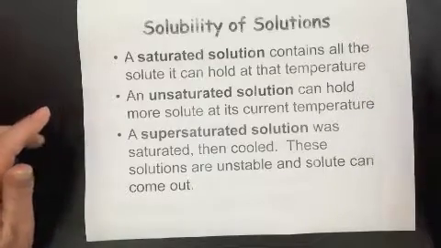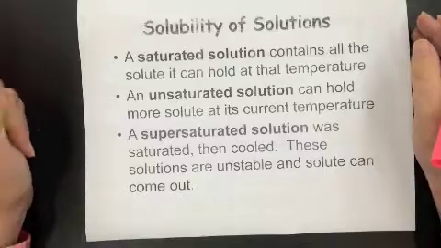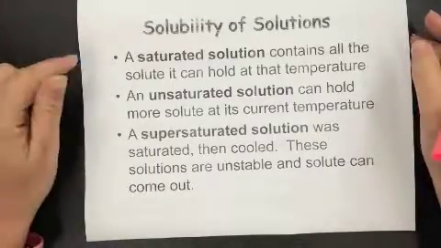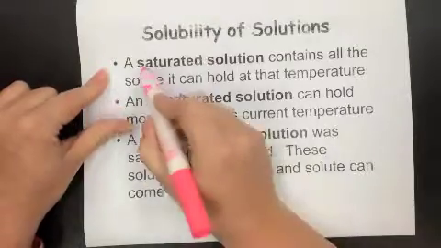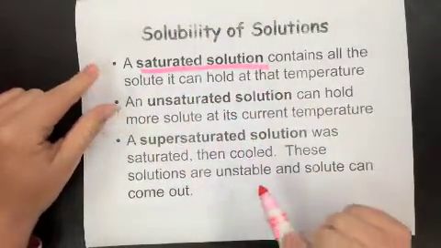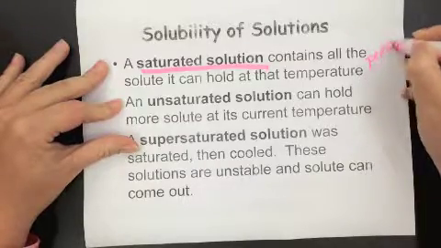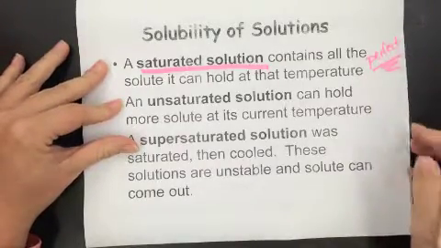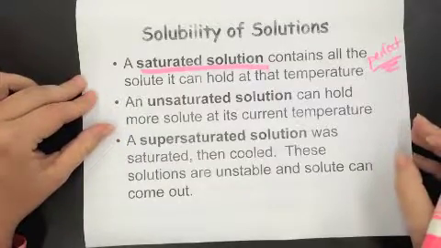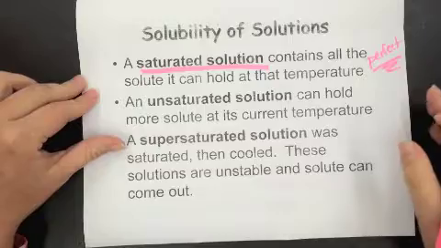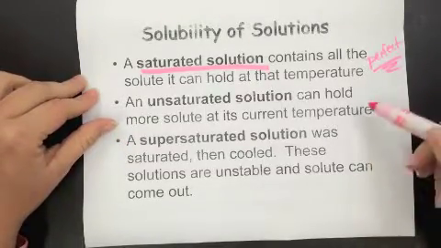Next, we're going to talk about solubility of solutions. Now, this is how much can actually dissolve in a certain amount of water. So the first thing is you have three different types of solubilities. Saturated solution is when you have pretty much the perfect amount, meaning you're not going to dissolve any more, because then it'll become one of the other ones. Or if you take some away, you'll become unsaturated.